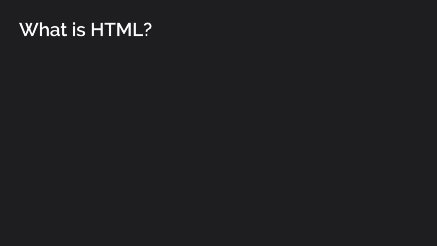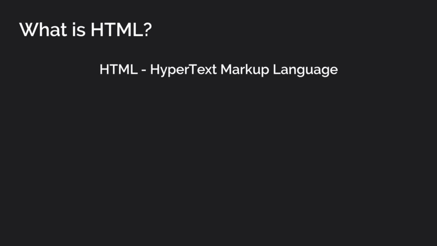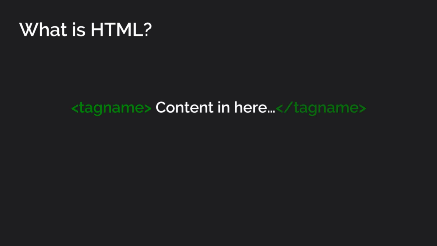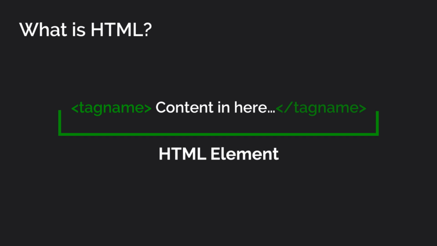HTML is an acronym that stands for Hypertext Markup Language. It is used for creating web pages and describing the structure of web pages. It contains a series of elements. An HTML element is defined by a start tag, some content in the center, and an end tag. Everything from the start tag to the end tag is called an HTML element.